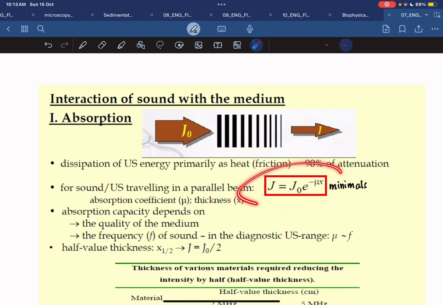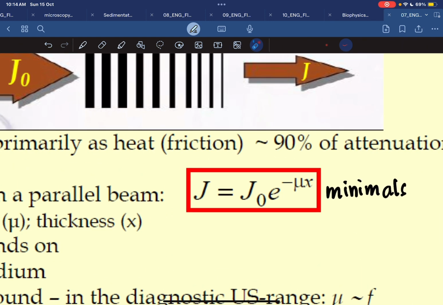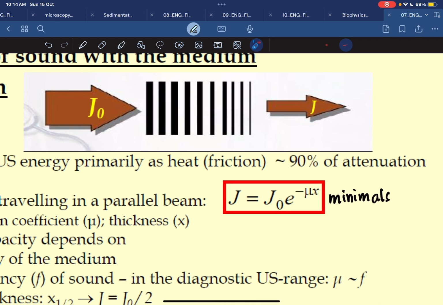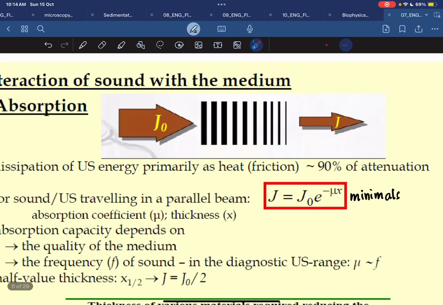Now this formula comes up everywhere. This is in X-rays, this is in nuclear radiation, this is everywhere. It's the same in the sense that J, the intensity, is equal to the initial intensity J0 times Euler's number raised to the power of minus mu x. Now you should understand what some of these values are. J is the intensity of sound after it has passed through the medium. J0 is the initial intensity of the sound, which we can calculate using our respective formulas that we have.